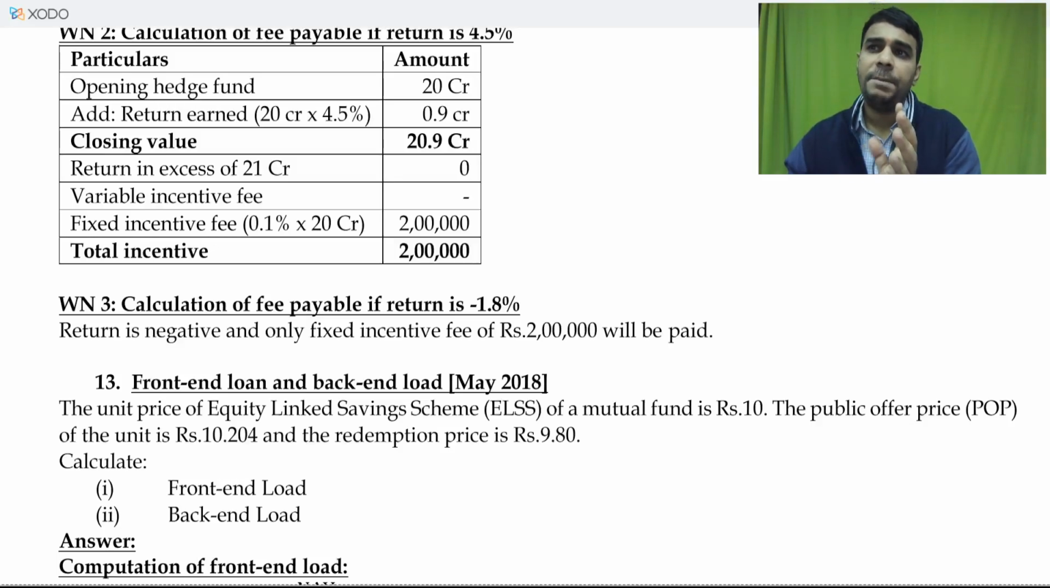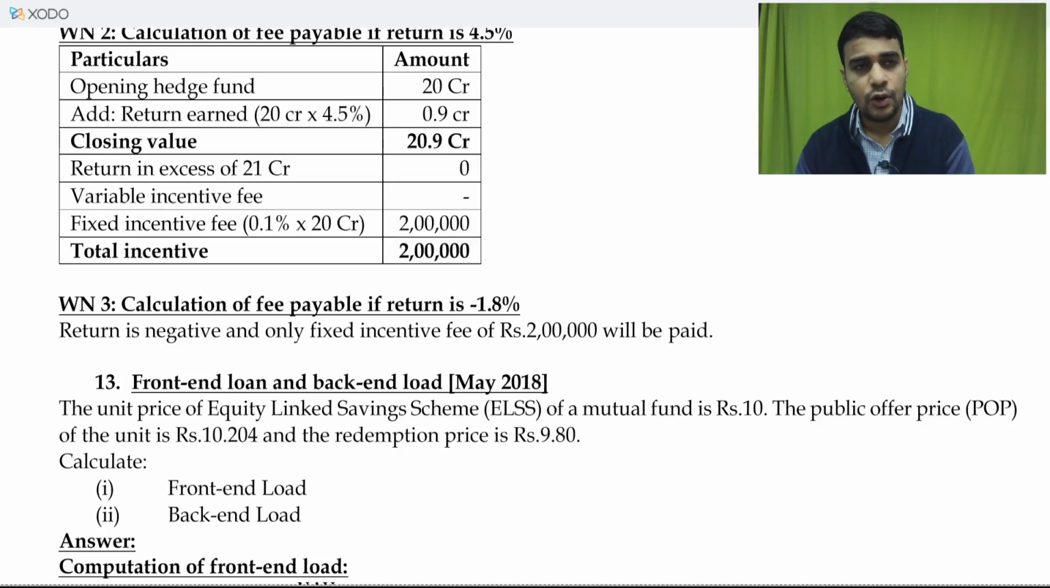So if 1% of people are asking for redemption, I don't have a problem. But if many people ask for redemption, then I'll have to sell the investments which have been made. That may be the right time to sell, or may not be the right time to sell. So I don't want to encourage so much redemption. The redemption should not happen so much. So I want to discourage that. That is why exit load is there.